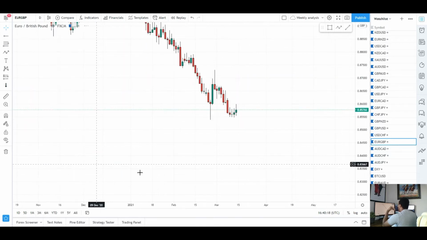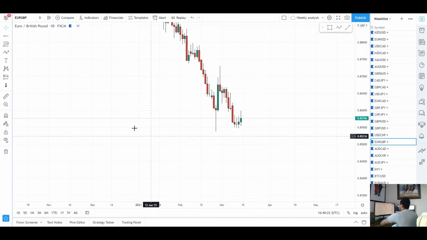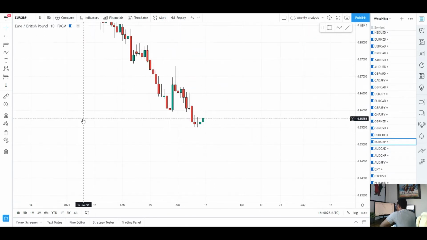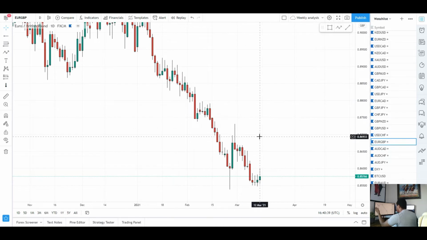So if we do hold that and continue to hold it throughout the whole of next week, at that point we could actually see a push back up to 0.87, which is that resistance there, and then potentially a lot further. However, if we just see Euro GBP drop to the downside and hold below that 0.855 level, expect to see further continuation to the downside and this overall bearish trend just continue a lot further.